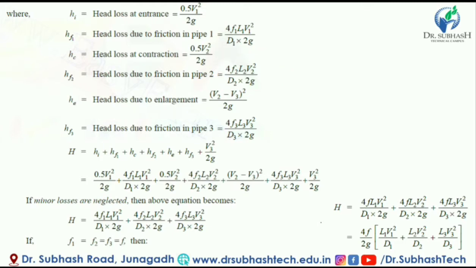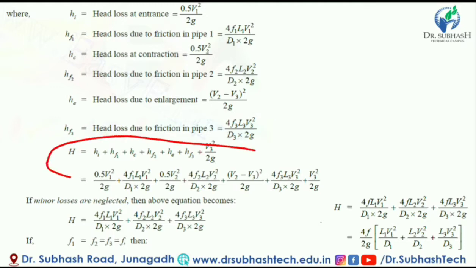The sudden enlargement head loss is defined by (V2 minus V3) whole square upon 2g. Now again the friction loss for pipe 3 is found by 4fLV² upon 2gD, and the f, L, V, D values correspond to pipe 3.